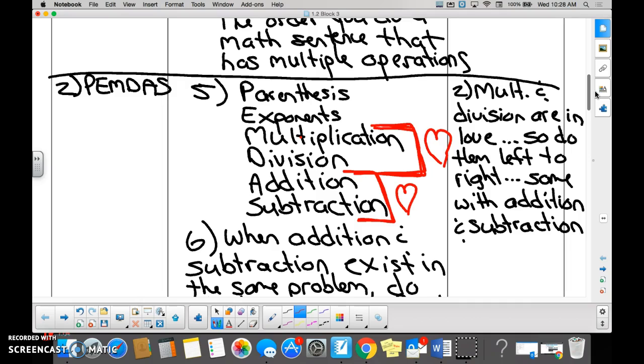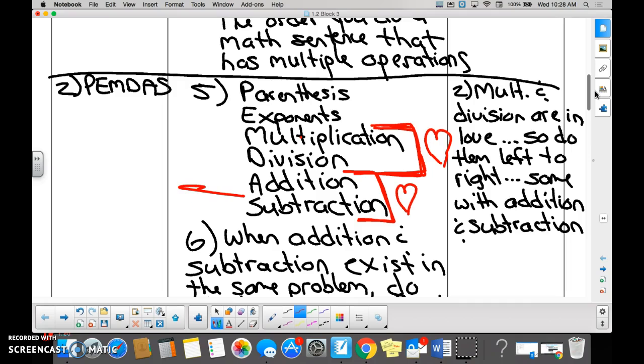Abby, are parentheses in love with addition? No, I said Abby. Can someone explain what it means by being in love? So we can say they're in love, but we need an explanation. Cameron, can you do it really loud? Whichever one's first goes first.